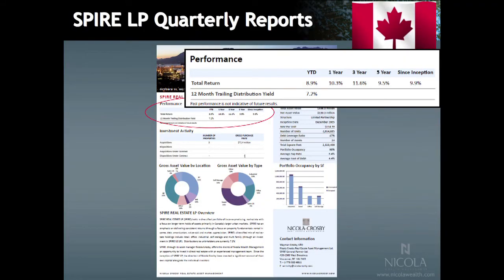That's important to note. Something else I want to draw your attention to is performance. Performance matters. People ask me, well, what should we expect out of real estate? Since inception for SPIRE LP, this is the Canadian fund, we've had a 9.9% compound annual return on investments. I refer to real estate as being a 10% business.